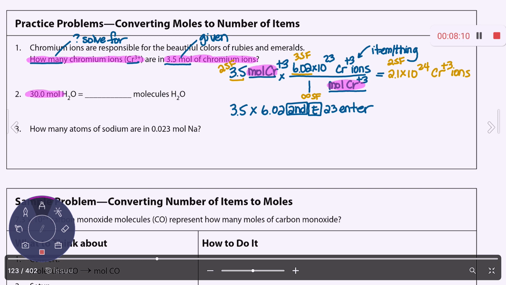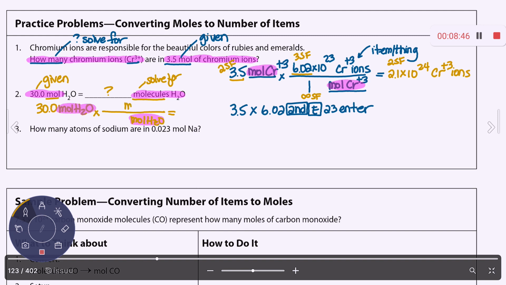Number 2 gives you 30 moles of water. We're looking for molecules of water. Okay, so this is what I'm given. I'm starting with moles, and then this is what I'm solving for. Molecules, which is an item or a thing. So we're going to write 30.0 mole H2O. Remember, we need to cancel this unit. So this unit needs to follow you onto the diagonal. So this will be moles of water.